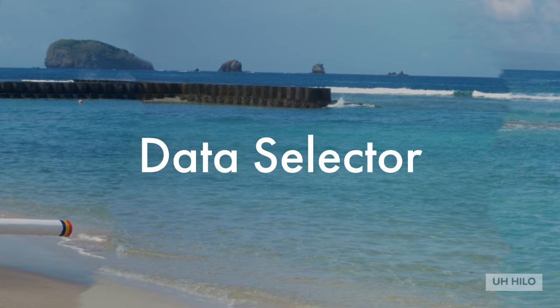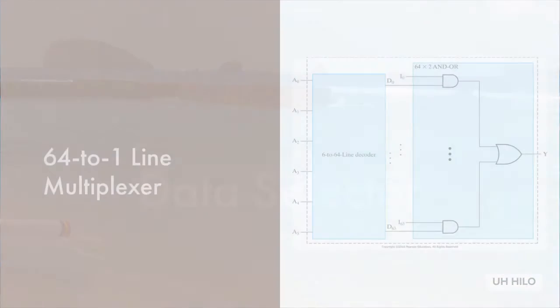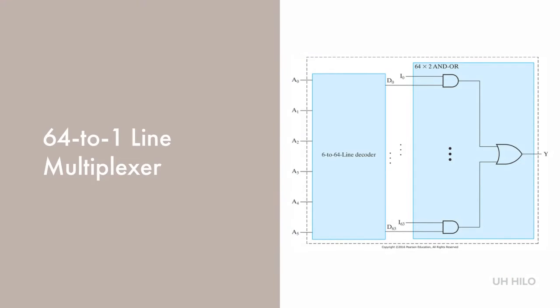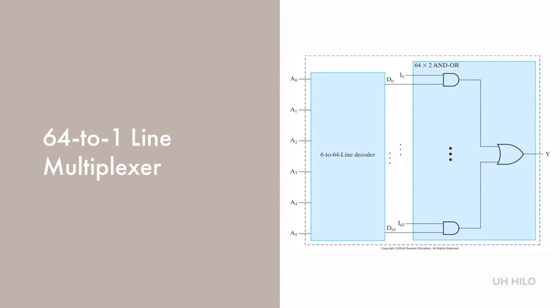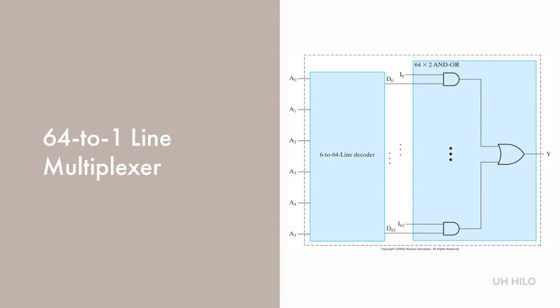Let's take a look at a 64 to 1 line multiplexer. Here we're designing a multiplexer for n is equal to 6. This means that we're going to require a 6 to 64 line decoder and 64 times 2 AND OR gate combination. Adding up all the gate input costs gives a total of 374. We can replace the enabling circuit decoder with inverters and 7 input AND gates. This gives a gate input cost of 518, which is larger though.